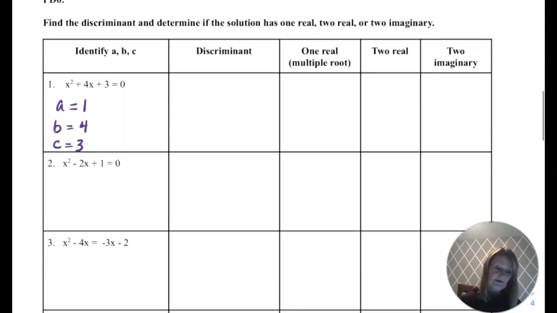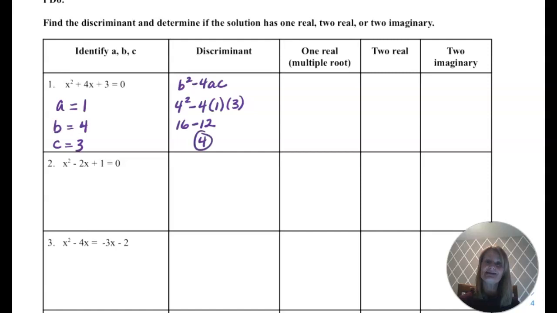Then to find your discriminant, I'm going to go ahead and write that down, and we're just going to put some numbers in. So b is 4, a is 1, and c is 3. And I'm just going to simplify using a quick order of operations. So I do my powers first, and then I'm going to do my multiplication. 4 times 3 is 12. And so that gives me 4, which is a positive number.